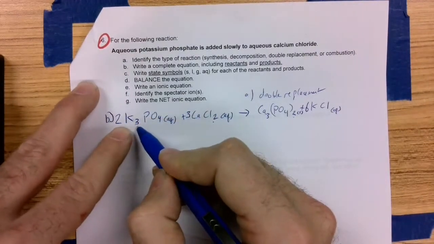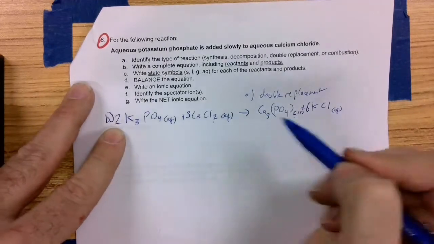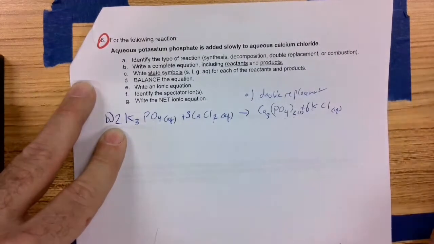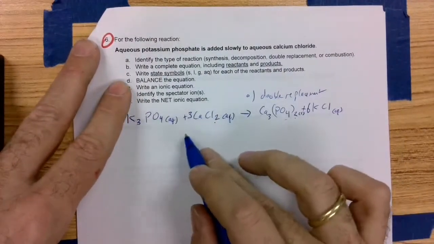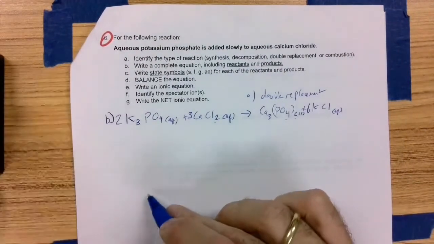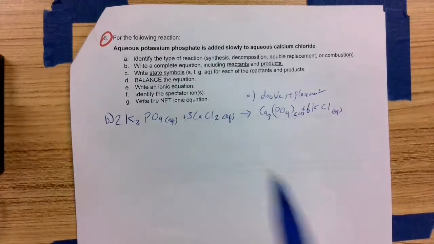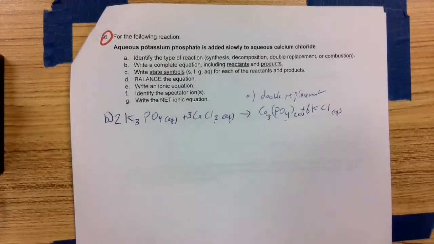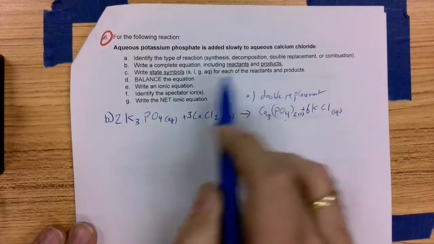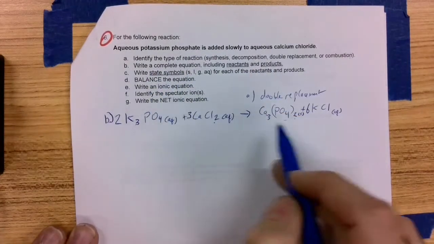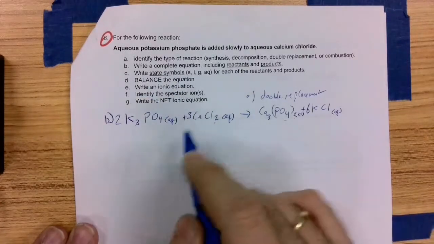So now I have 6 potassiums. And now I have 2 phosphates. Oh yay, 2 phosphates. So it's all balanced. And if you need to, slow down and write out a chart with reactants and products for your different elements or polyatomic ions to double check. But this one's correct as written. So now we've written a complete balanced reaction, including reactants and products. State symbols are there. Balanced, did it.